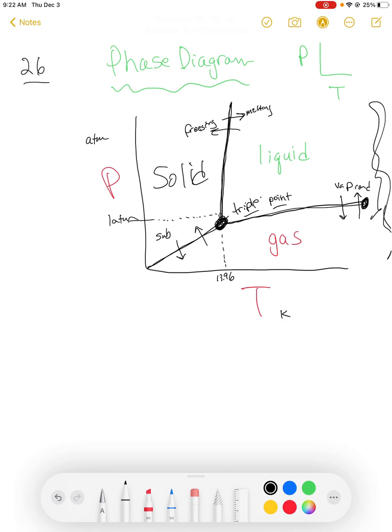I don't know if the line goes exactly that angle or what, but that's good enough for what we're doing. The boiling point at that same pressure is a little bit lower, and that's a liquid going to a gas.